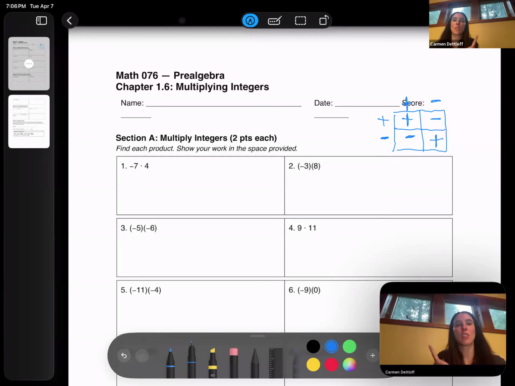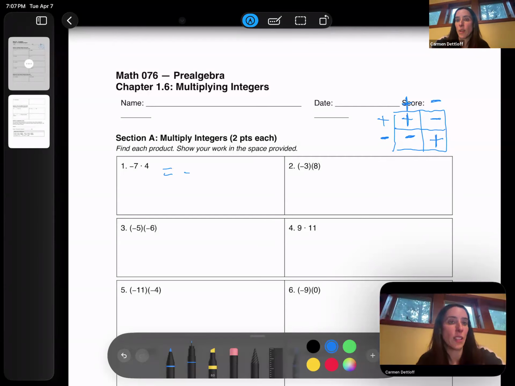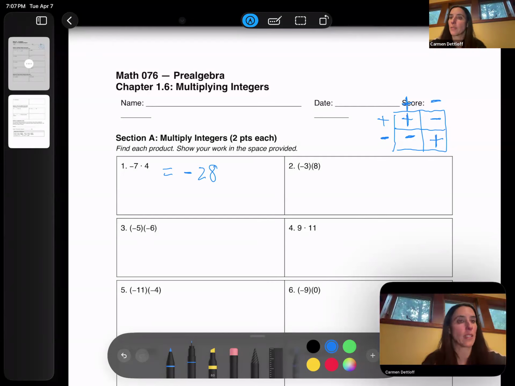Okay, so let's do some multiplying integers. Number one, I've got a negative and a positive. When I combine a negative and a positive, I know right away it's going to be negative. So negative 7 times 4. 7 times 4 is 28. If your math facts are rusty and you're thinking, I don't know these, it's a good time to go back and practice, because having your math facts, even though you can use a calculator, is going to help a lot, I promise.